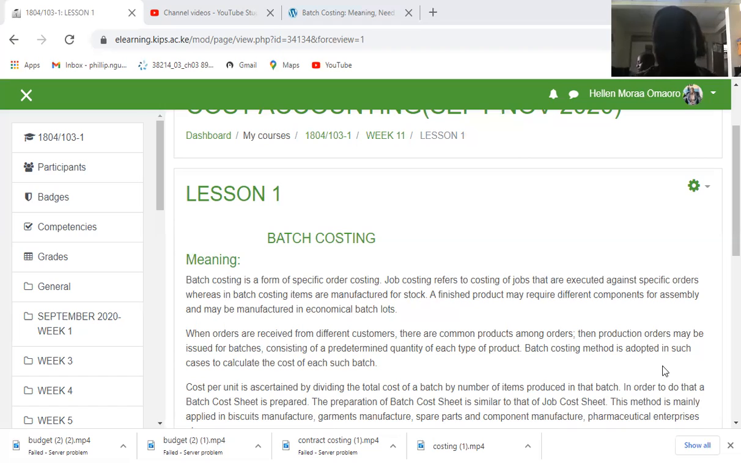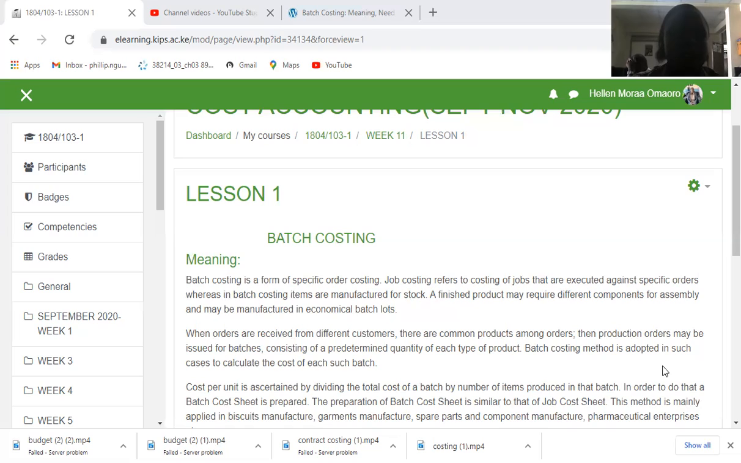Then the difference between the total cost and the selling price is the profit for that job. So when orders are received from different customers, there are common products among others. Then production orders may be issued for a batch. The batch will consist of a predetermined quantity of each type of the product. So under batch costing, a method is adopted in such cases to calculate the cost of each batch.